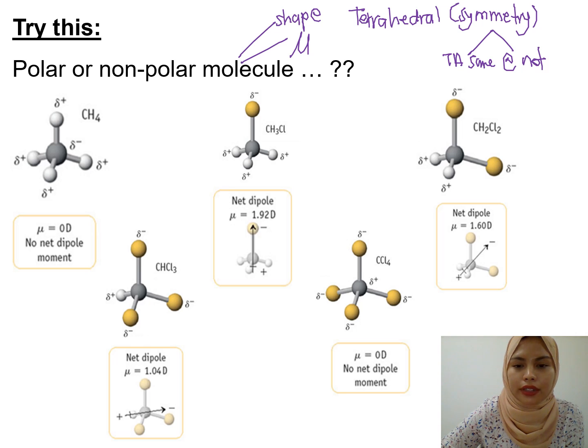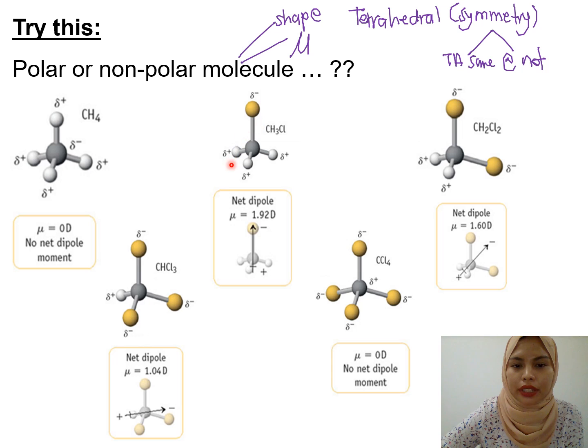So let's look at the first one. This is CH4. Okay, it's a tetrahedral shape with the same terminal atoms. Therefore, dah sah yang ni adalah non-polar molecule. Kenapa non-polar molecule? Sebab dia punya dipole moment pun equals to 0. No net dipole moment. Okay, kalau ni pula CH3Cl, there is a resultant dipole moment there.